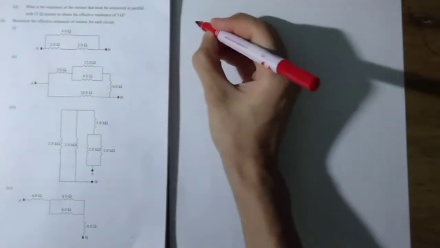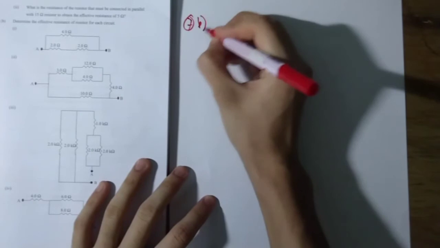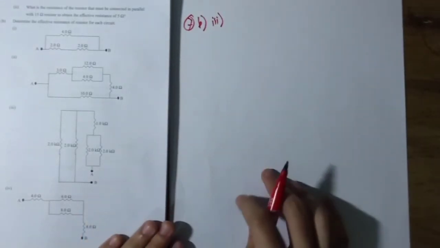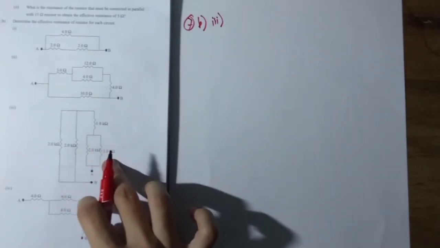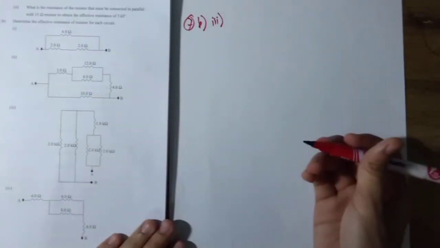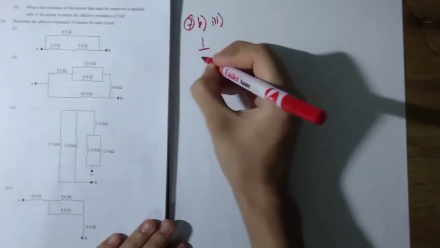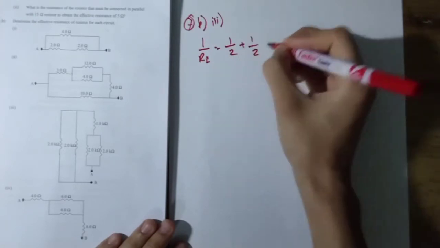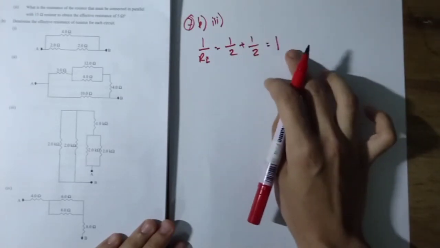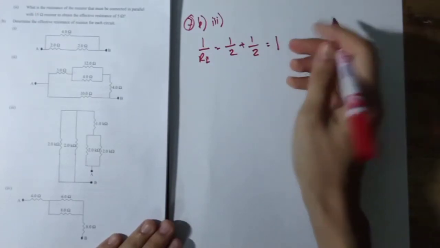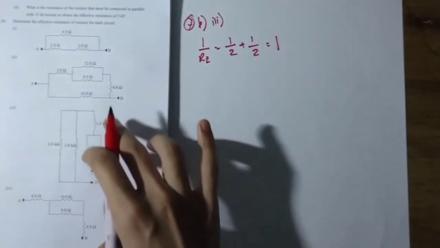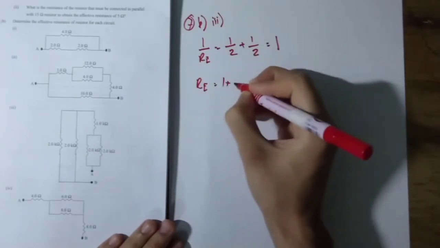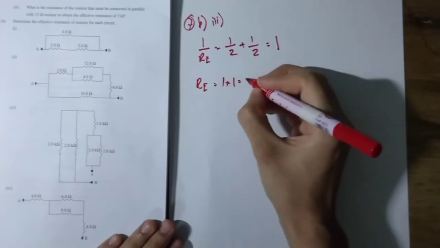Question 7B3. This question is a bit tricky, so watch out. For these two values, we must calculate it in parallel. 1 over R effective equal to 1 over 2 plus 1 over 2 equal to 1. If we inverse it, it still turns out to be 1. It is in series with this value 1, so 1 plus 1 equal to 2.